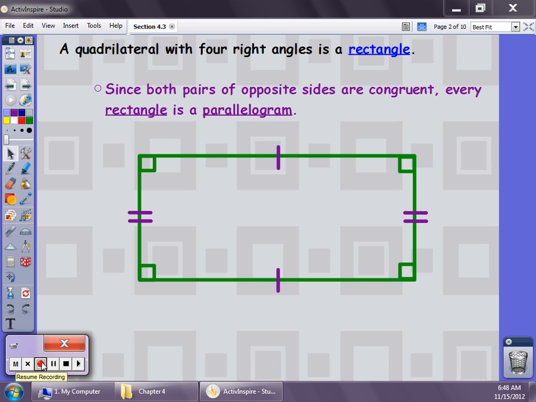A quadrilateral with 4 right angles is a rectangle. Since both pairs of opposite sides are congruent, every rectangle is a parallelogram.